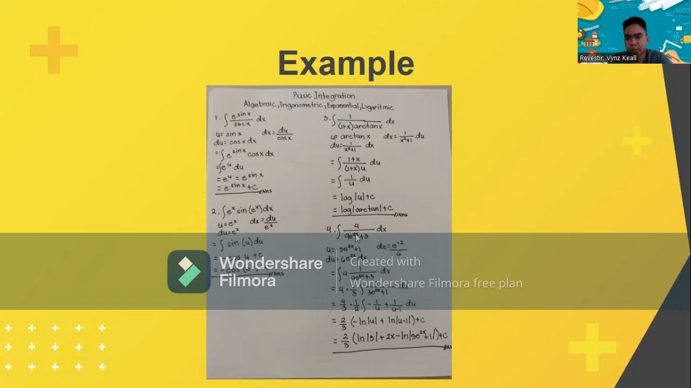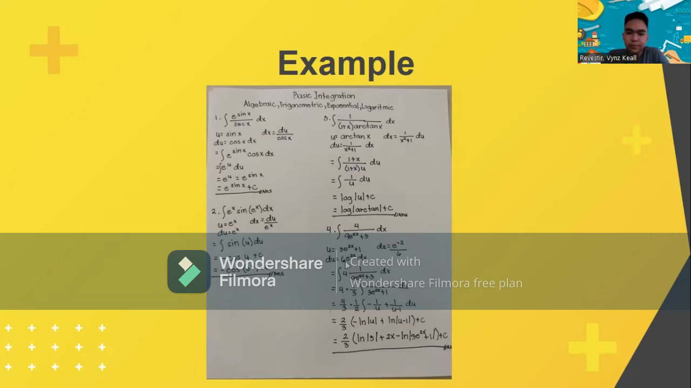Next, number 4. The integral of 4 over 9e raised to 2x plus 3 dx. u is equal to 3e raised to 2x plus 1. We're just going to factor out this. So du is equal to 6e raised to 2x dx, and dx is equal to e raised to negative 2x over 6 du.